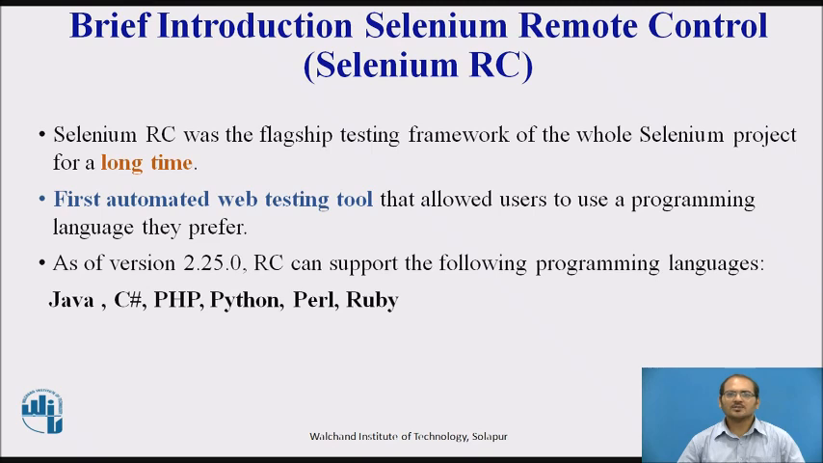Selenium RC was the flagship testing framework of the whole Selenium project for a long time. This is the first automated web testing tool that allowed the user to use a programming language they prefer. As of the version 2.25, the Selenium RC can support the following programming languages: Java, C#, PHP, Python, Perl, and Ruby.